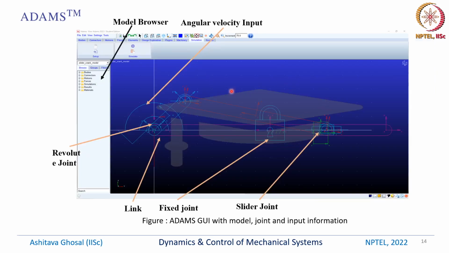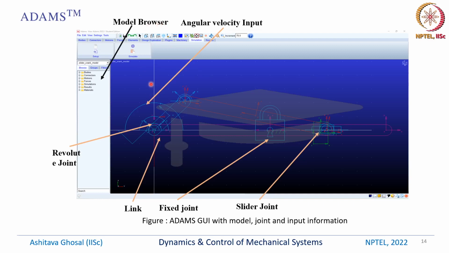This is a student version, so there are some ghost pictures at the back. But basically what we have done is we have created a revolute joint, which is this. Then there is a crank, then there is another connecting rod, and then there is a slider joint. So this is one link which is connected to the fixed ground. Then there is a slider joint, and the top of the slider joint is connected to this place with another link. And we are going to give an angular velocity input.